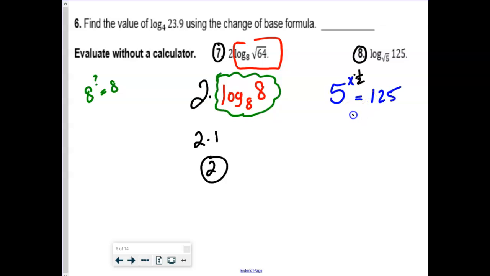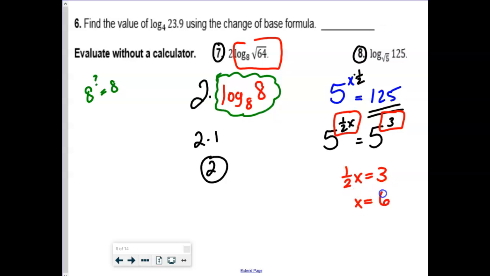This would be very easy for my brain to interpret if I could rewrite them so they're both the same base. So I'm going to leave 5 to the 1/2 x looking like that. Can you rewrite 125 so it's secretly a 5? There we go. So this would be something that we could interpret now. 1/2 x power has to be the same thing as 3. So that means x equals 6. Oh, sorry, I was thinking powers. Oh good, yep, so these are multiplied together. So yep, we're going to multiply by 2 or divide by half and get x equals 6. So that had a little bit of a challenging twist with the already existing square root on a base. That's weird. We don't usually see that.